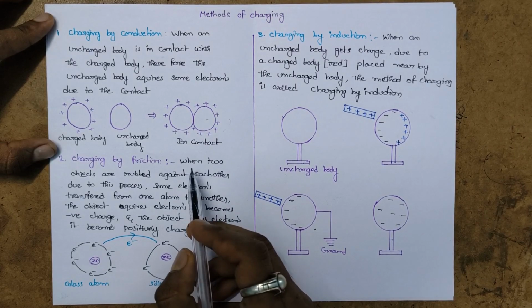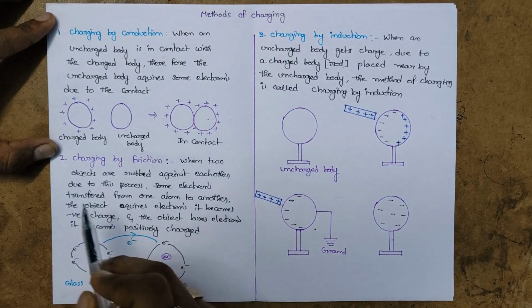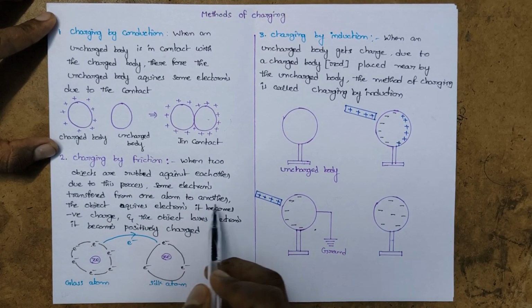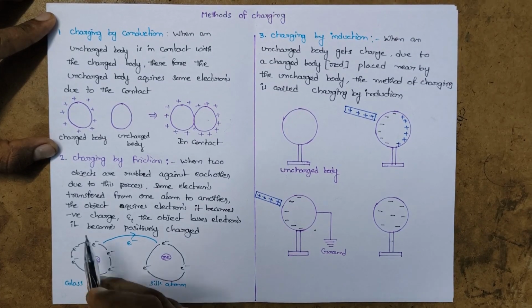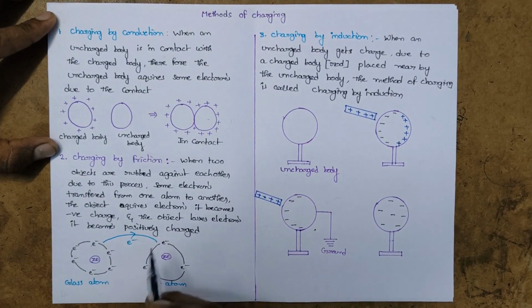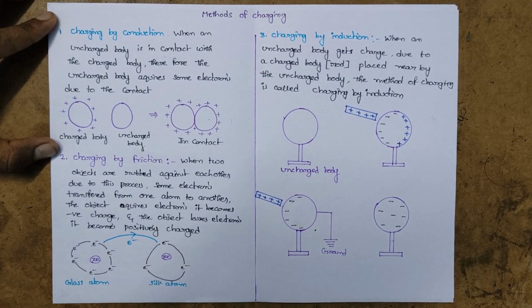Coming to the definition, when two objects are rubbed against each other, due to this process, some electrons are transferred from one atom to another atom. The object that acquires electrons becomes negatively charged, and the object that loses electrons becomes positively charged.